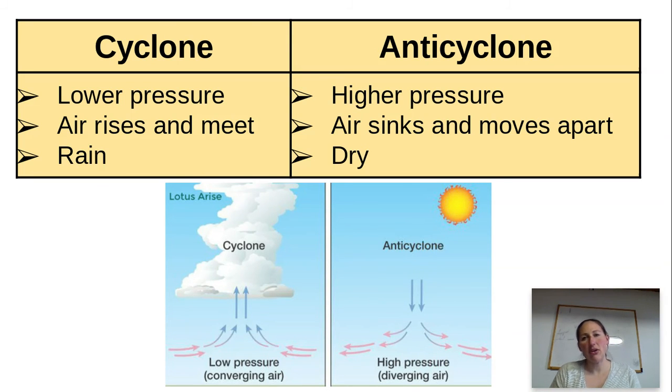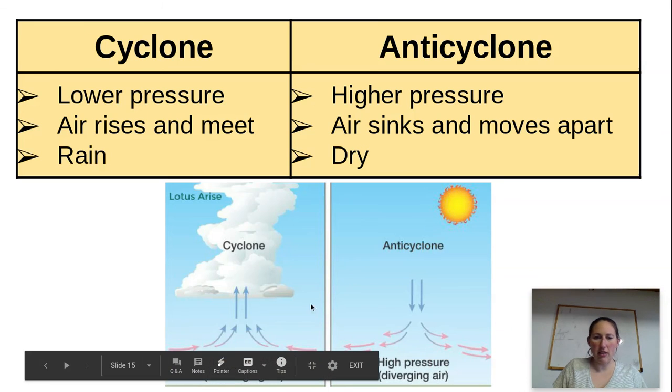Last thing is the cyclone and the anticyclone. So cyclones, if you've heard of those before, you know they have something to do with wind and air movement. A cyclone is going to happen in lower pressure. An anticyclone is going to happen in higher pressure. Cyclones is where air rises and meets, and you're going to get some rain. You can get pretty heavy rain. Anticyclone is the higher pressure. So with higher pressure, the air will sink and move apart.